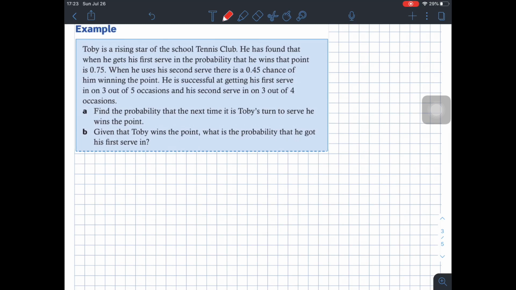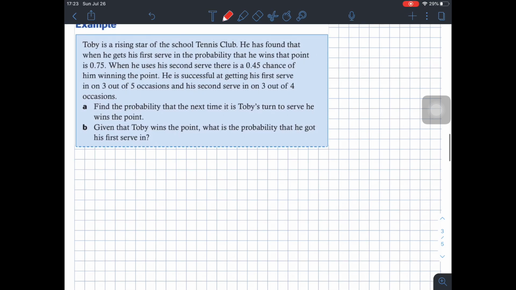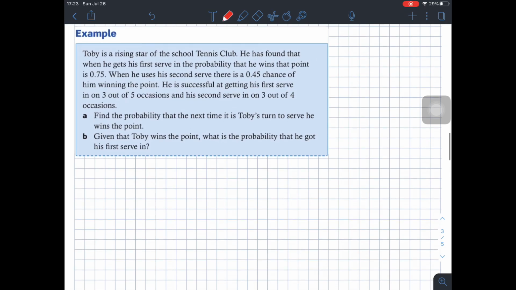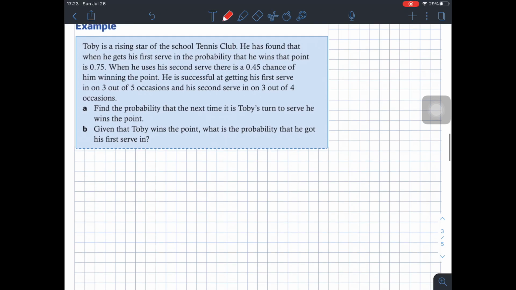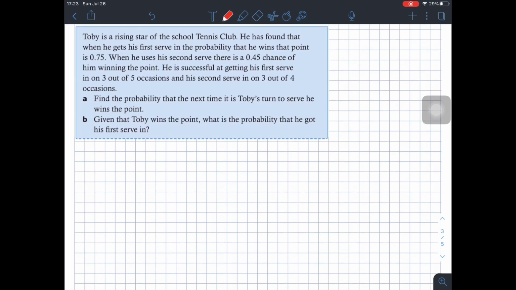Okay, so once again, we're going to have to do our tree diagram. Again, we only have 2 branches, right? Because in this case, we're talking about hitting or missing the serves, right? And the tree diagram will have 2 parts, because one corresponds to the first serve and the second part corresponds to the second serve. So let's start doing the tree diagram.